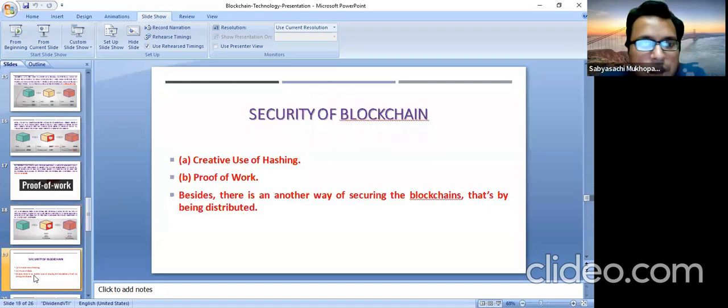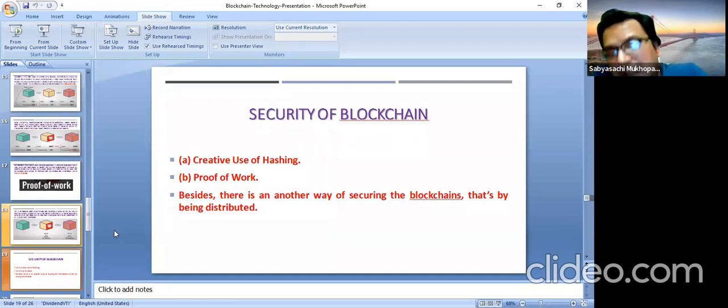Okay, so now if you see the security of the blockchain in a holistic manner, there are a few important aspects which we may cover. First one is the creative use of hashing. Second one is the proof of work, which we have already seen. And there is another interesting way of securing the blockchain. With the help of that, we can also secure the blockchain. So how can we do that?